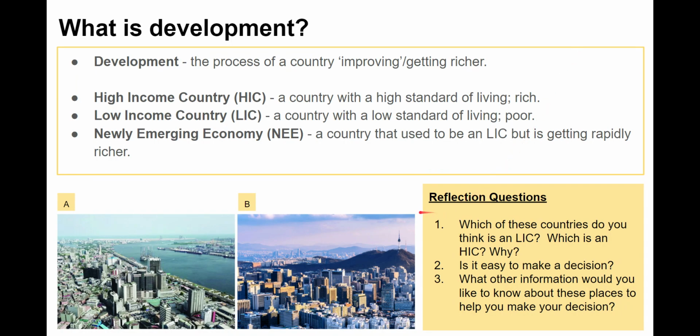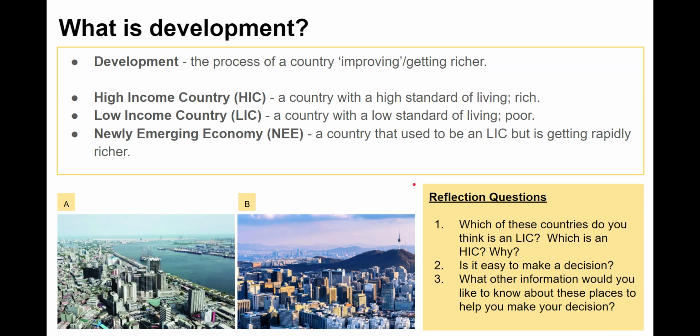Okay, great. Welcome back. Hopefully you managed to spend some time studying those pictures and done your reflection questions. And I would imagine you found some of those questions a little bit difficult to do. I've deliberately made it difficult by choosing pictures that I think are quite hard to tell whether it is an HIC or an LIC.